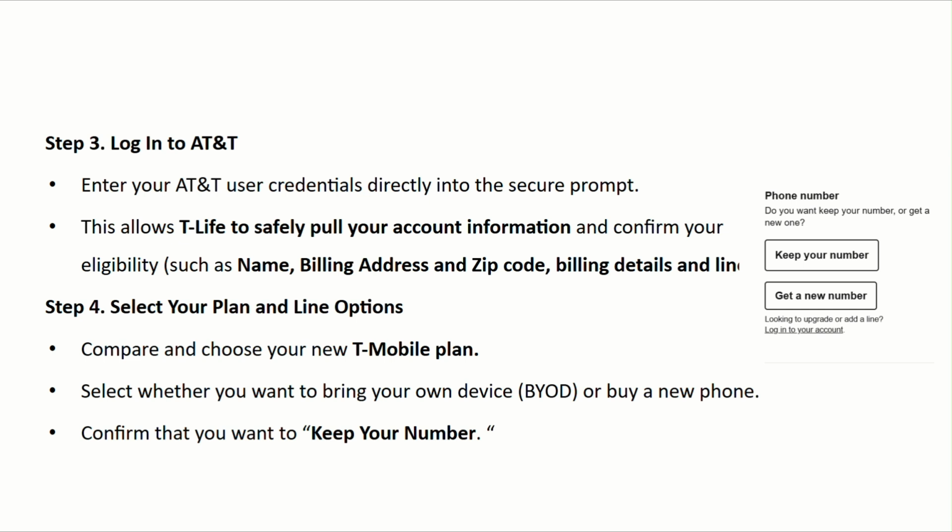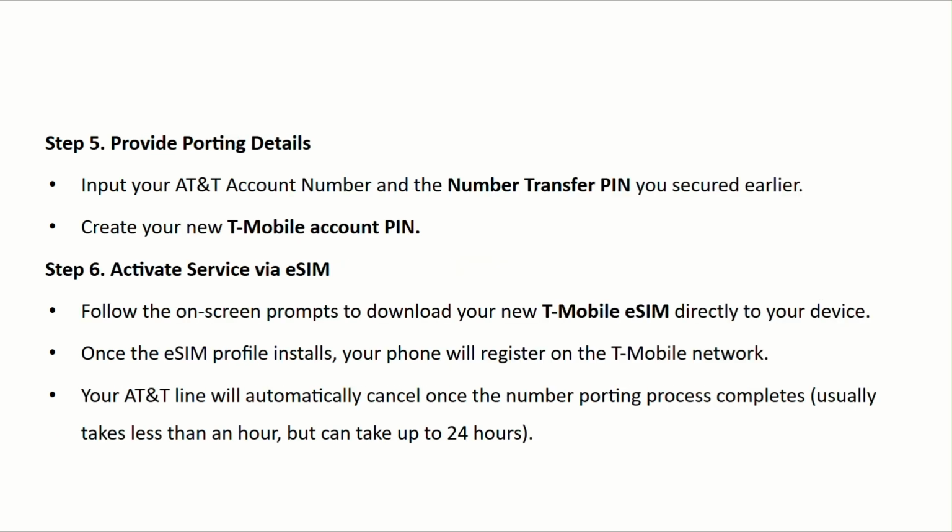Step 4. Select your plan and line option. Compare and choose your new T-Mobile plan. Select whether you want to bring your own device, BYOD, or buy a new phone. Confirm that you want to keep the number. Step 5. Provide porting details. Input your AT&T account number and the number transfer PIN you secured earlier. Then create your new T-Mobile account PIN.